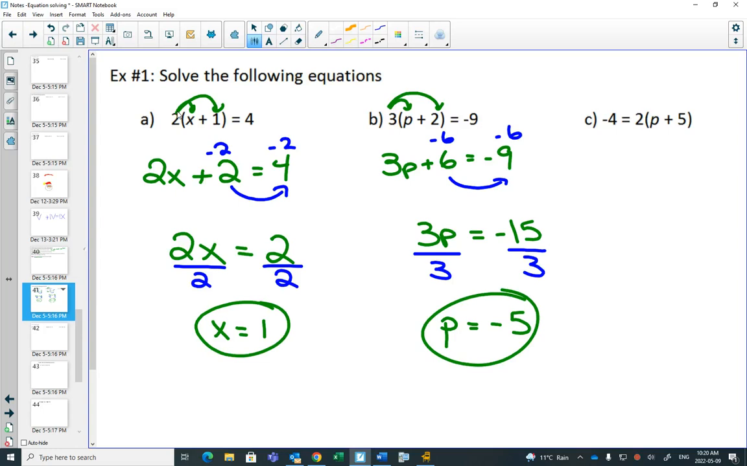And finally, the last one. Again, we have a number outside of brackets. We can distribute that. That would give us -4 equals 2p plus 10. The 10 and the 4 are like terms. I'm going to move the 10 to this side by subtracting 10 on both sides.